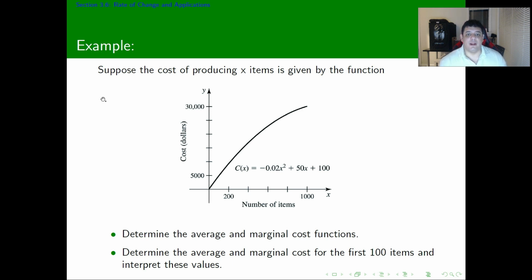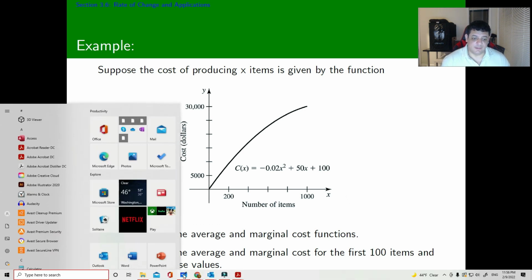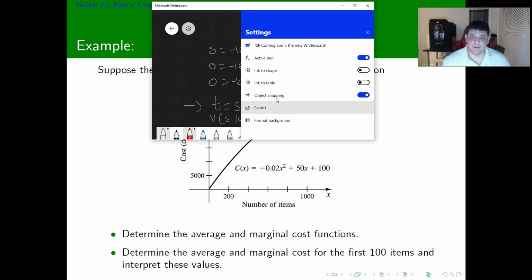So in the example of producing X items, where we have the cost given by the function minus 0.02x squared plus 50x plus 100, then we can find out what the average and marginal cost functions are. And for the average, the only thing that we're going to do is divide by X, which is the amount of items. And to find the marginal cost function, the only thing that we need to do is calculate the derivative. So let's actually do that really quick.